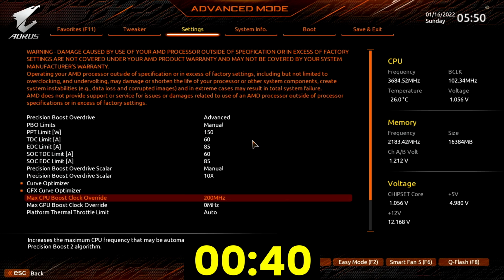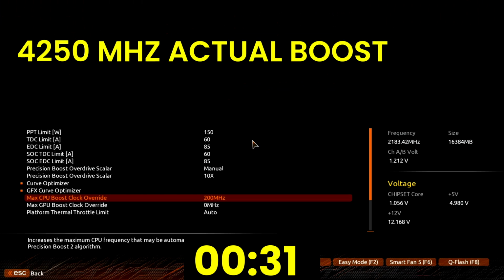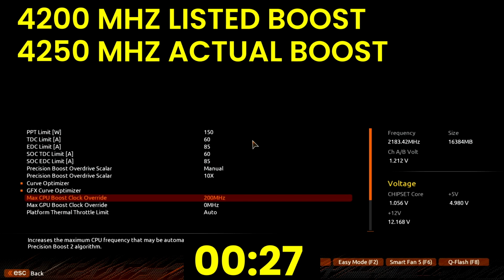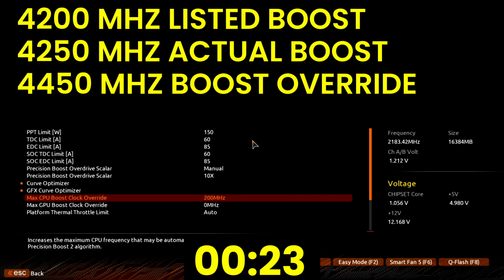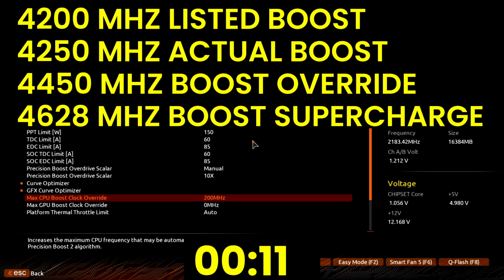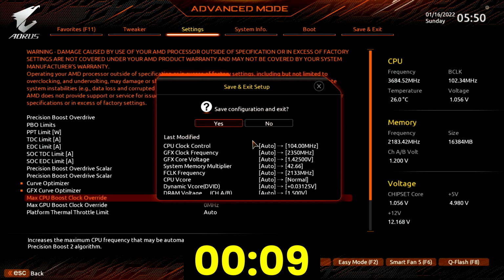This increases the CPU core frequency ceiling by 200 MHz over the pre-programmed maximum 1T limit. On the 5300GE, that's 4250 MHz, even though the listed maximum boost frequency is 4200 MHz. Adding 200 MHz results in a ceiling of 4450 MHz. But since we also increased the reference clock frequency from 100 MHz to 104 MHz, the actual ceiling is 4628 MHz. Then save and exit the BIOS.